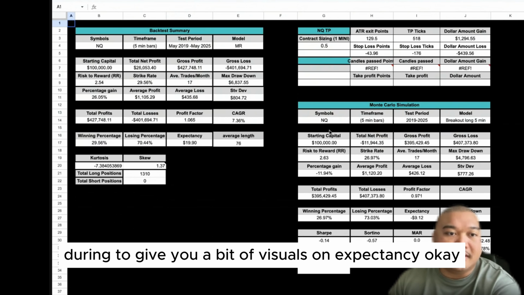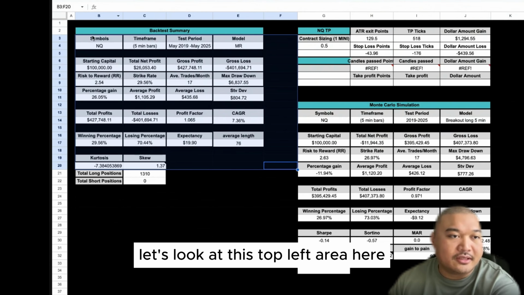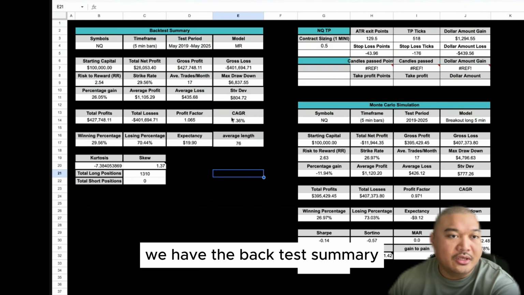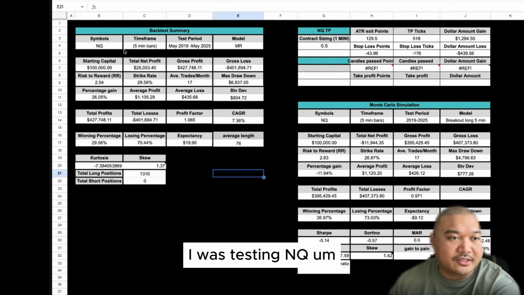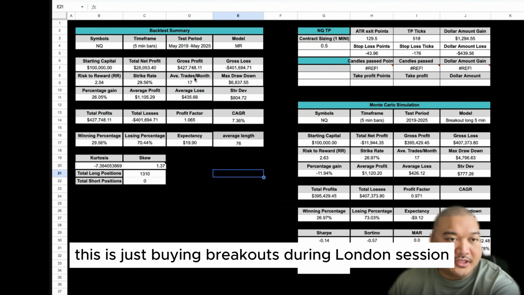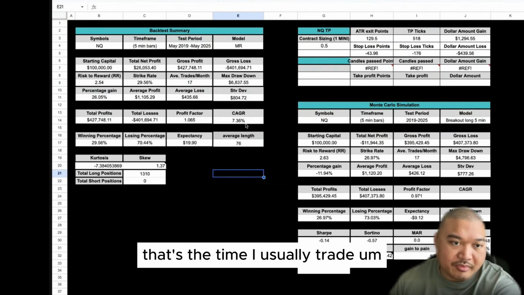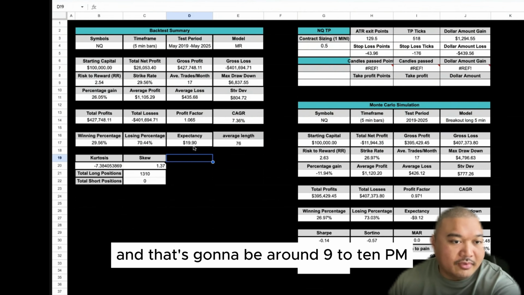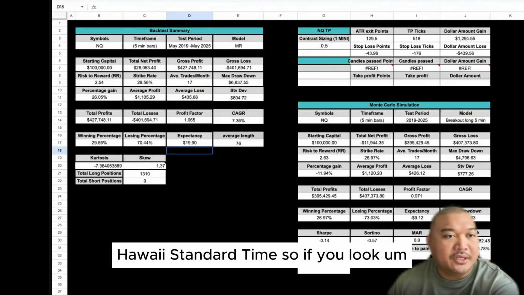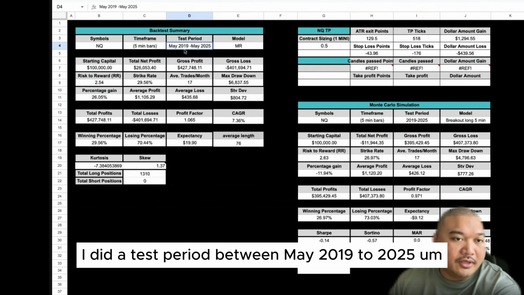of visuals on expectancy. Okay, let's look at this top left area here. We have the backtest summary. I was testing NQ. This is just buying breakouts during the London session. That's the time I usually trade, and that's going to be around 9 to 10 p.m. Hawaii Standard Time. So if you look, I did a test period between May 2019 to 2025.